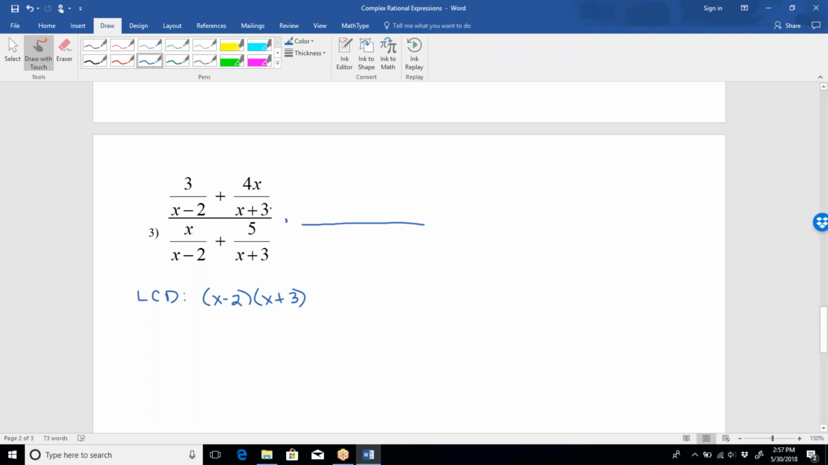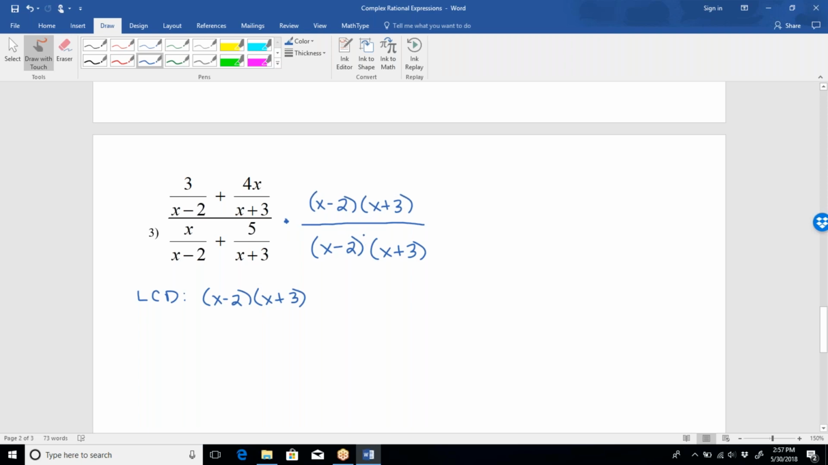Okay, this one I could not write out as it's currently written. I couldn't write it out like I did number 2. Okay, but I'm going to multiply both the numerator and the denominator by the least common denominator. And because I'm multiplying both numerator and denominator by the same thing, I'm going to have an equivalent expression.